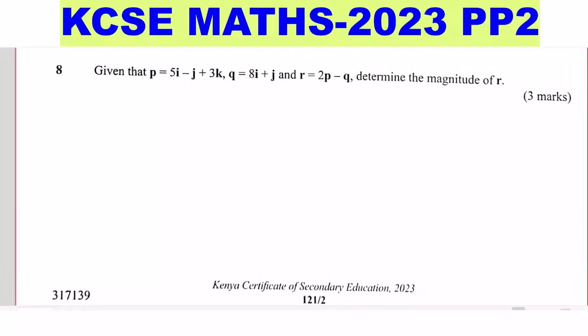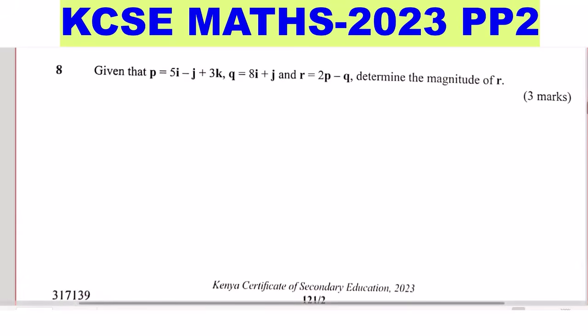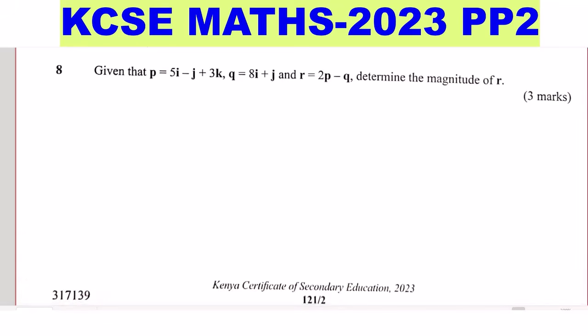Question 8. Given that P is equal to 5i minus j plus 3k, Q is equal to 8i plus j, and R is equal to 2P minus Q, determine the magnitude of R. To start with, we shall write vector P in the form of a column vector. So let us write P as a column vector.